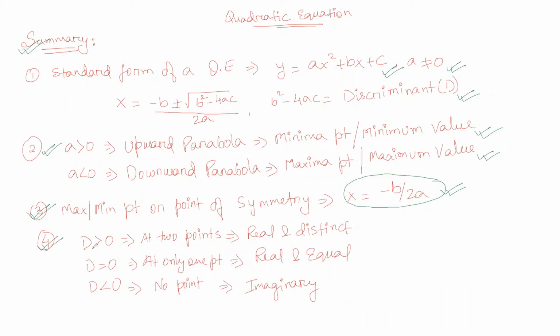Also, for a quadratic equation, if the discriminant is greater than 0, the graph of that quadratic equation would be crossing the x-axis at 2 points, which indicates that the roots are real and distinct. In a similar way, if the discriminant is equal to 0, then the graph would be crossing the x-axis at only 1 point, which indicates that the roots are real and equal. And if the discriminant is less than 0, then the graph won't be crossing the x-axis at any point, which indicates there won't be any real roots. So the roots would be imaginary.